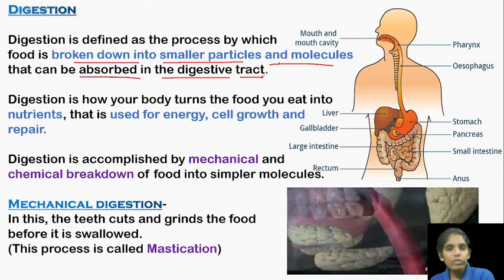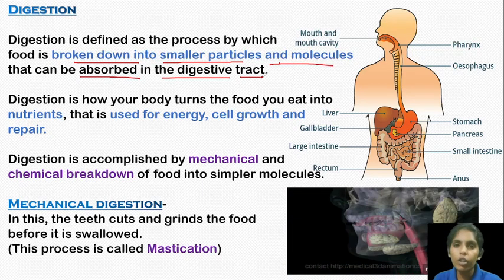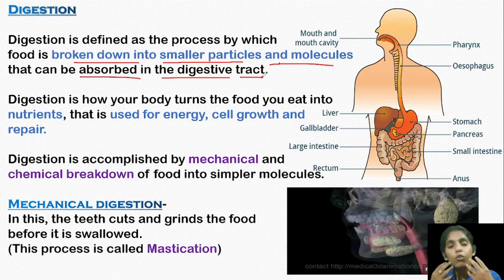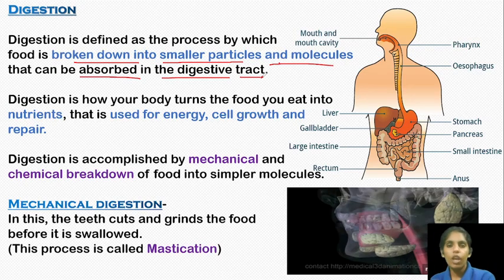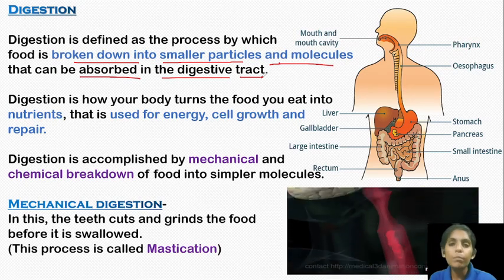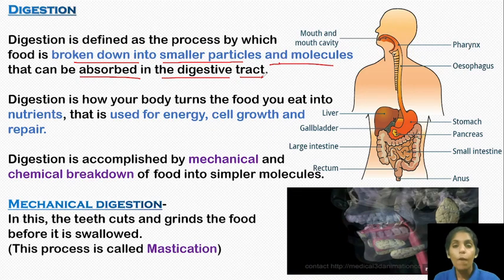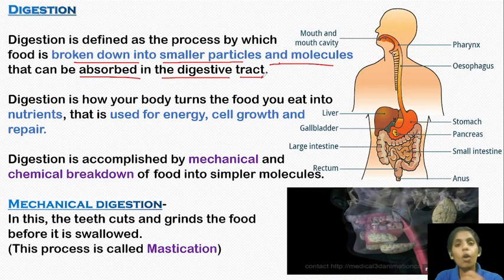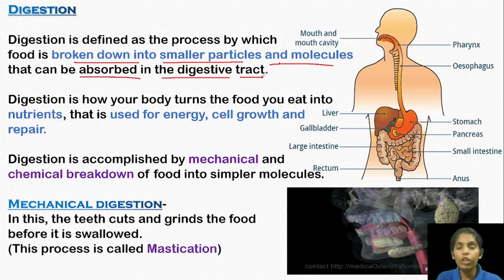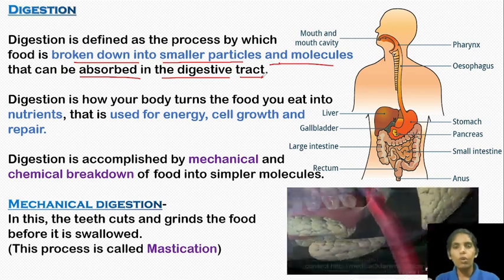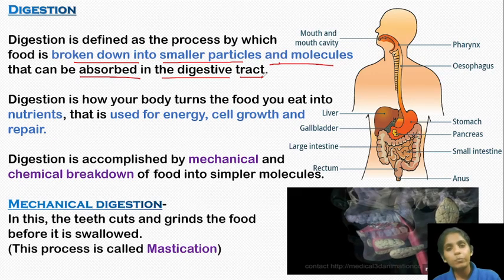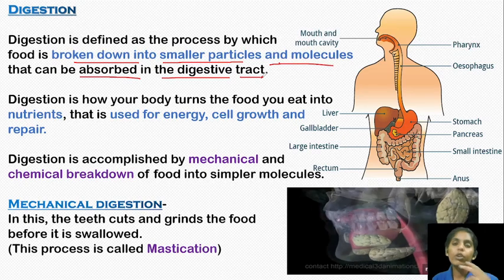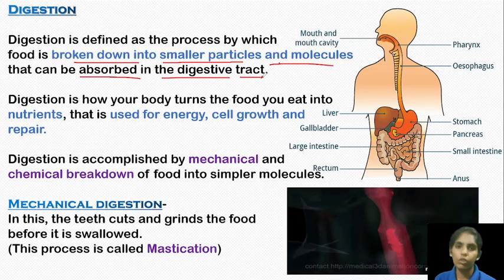So the larger particles have to be broken down into smaller particles so the food can be swallowed easily. And also the complex molecules have to be broken down into simple or small molecules so that they can be absorbed by the digestive tract into the blood circulation. So the larger particles have to be broken down into smaller particles, and the complex molecules into simple or small molecules.